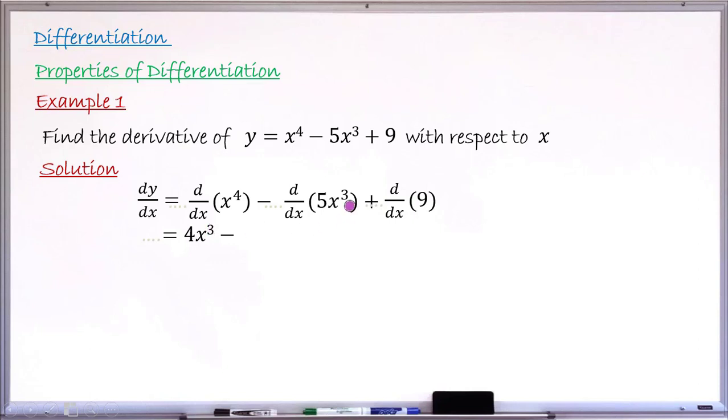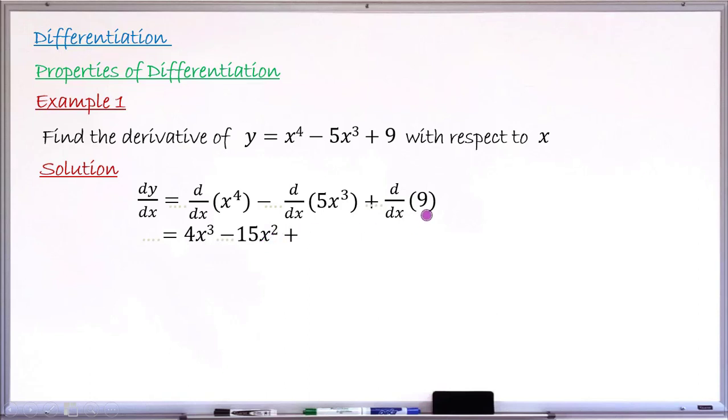Then I continue. Derivative of 5x raised to 3. The 3 will now multiply 5 to get 15. And that power 3 will reduce by 1, so it becomes power 2. So then I'm going to have minus 15x raised to the power of 2.